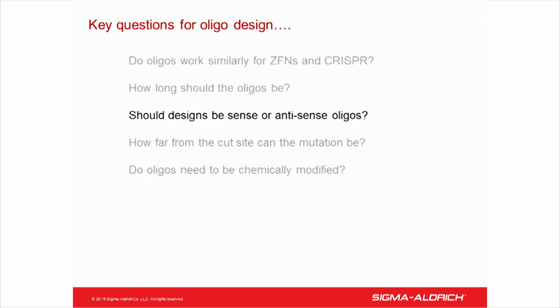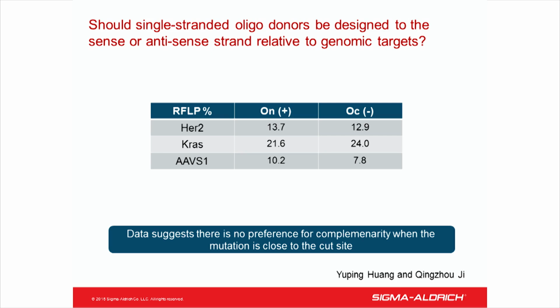Okay, should the designs be sense or antisense? This is another data set that Yiping and Xingzhou did. They tried 3 different loci, HER2, KRAS, and AVS1, and they're putting a restriction site right at the CRISPR cut site in each of these. They looked at a positive strand and then an exact negative strand oligo of that. If you compare these numbers on either side, they're not greatly different. So when the mutation is right at the CRISPR cut site, there doesn't seem to be any preference for what strand the oligo is. That's been our experience so far.